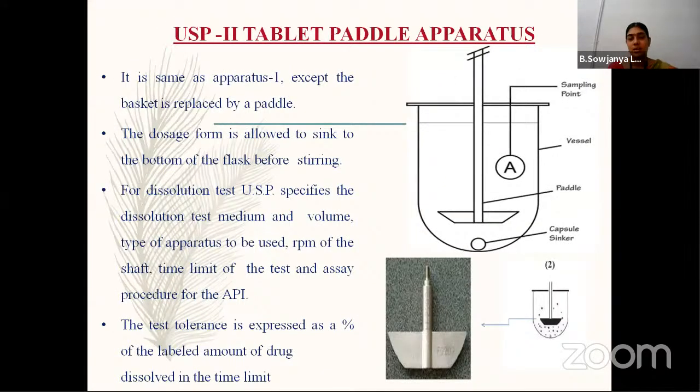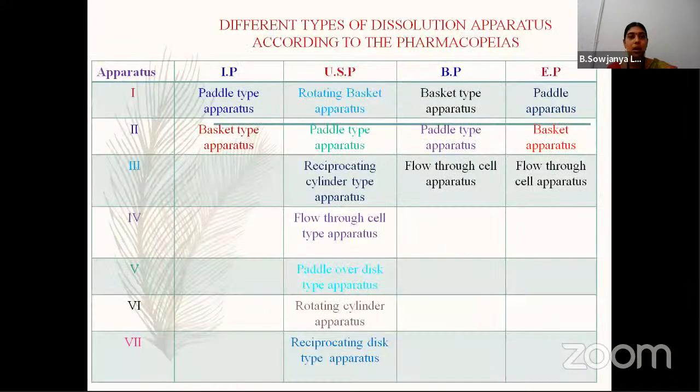And type 2 is paddle type, which is similar to apparatus one, but here the basket is replaced by a paddle. Okay, so the dosage form is allowed to settle to the bottom of the flask before stirring. Here the diagram shows the sampling point, the vessel, the paddle, and the capsule with a sinker.